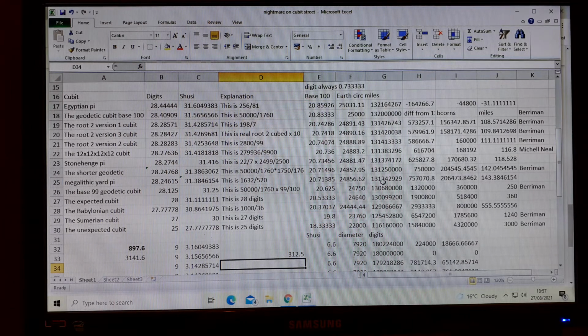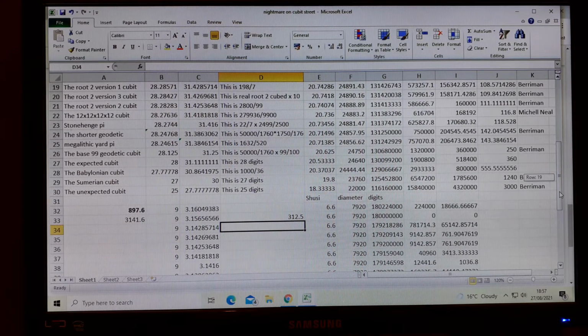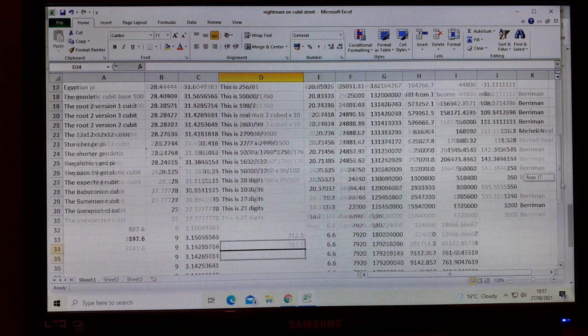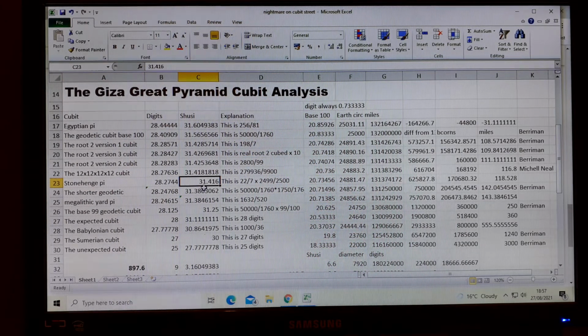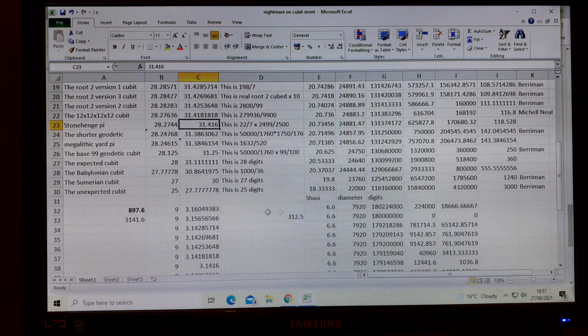But for me, the interesting thing is the Shusi. Where does it fit in all this? Because Jim's produced this amazing analysis, and it's obviously super serious. Well, I've done the Egyptian pi there, and I've done Stonehenge pi here. Now, Stonehenge pi, I've said, is 3.1416. And I've done a little calculation here. That's Tom's Aubrey circle in feet. If you multiply it by 3.5, you get 31416 exactly. So it's in there as well.